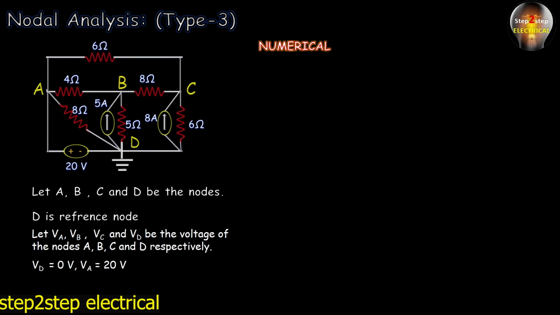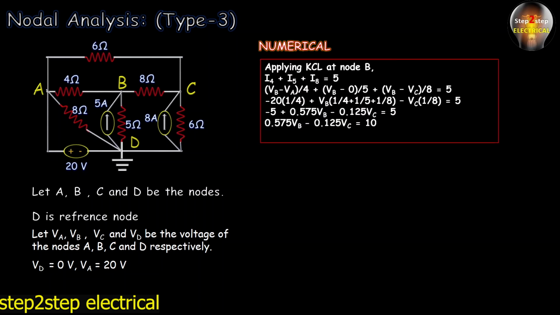Why is VA 20 volt? Because there are no elements in between this 20 volt source and node A. That's why we can say that VA equals 20 volt. Okay, so only the node voltages at B and C are unknown. So we will apply KCL at only two nodes, that is at node B and at node C. On applying KCL at node B, we can write I4 plus I5 plus I8 equals 5, and replacing the value of VA with 20 volt, we will get the equation 0.575 VB minus 0.125 VC equals 10. So this is the first equation.